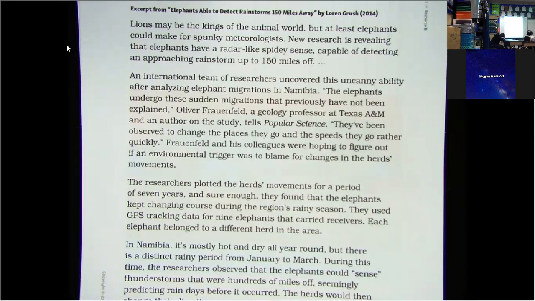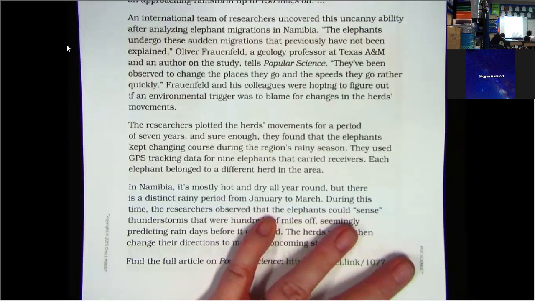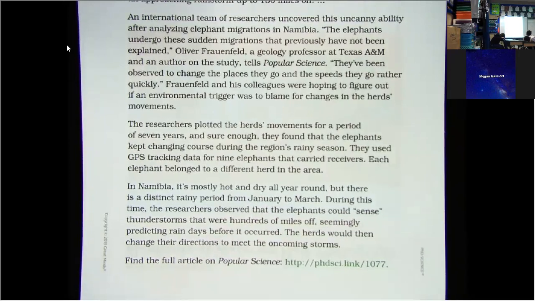So elephants undergo these sudden migrations that previously have not been explained, Oliver Frauenfeld, a geology professor at Texas A&M and an author on the study, tells Popular Science. They've been observed to change the places they go and the speeds they go rather quickly. So they didn't know why. Frauenfeld and his colleagues were hoping to figure out if an environmental trigger was to blame for changes in the herd's movements. The researchers plotted the herd's movements for a period of 7 years. And sure enough, they found that the elephants kept changing course during the region's rainy season.